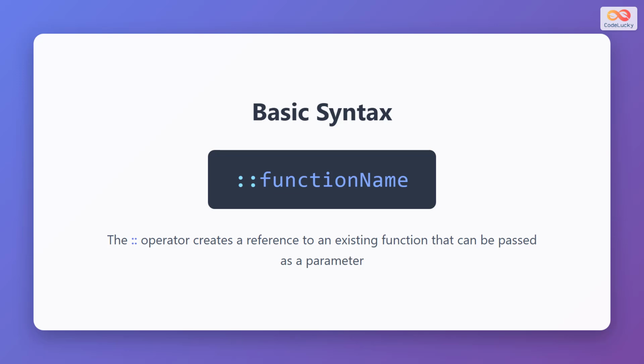The syntax for function references is straightforward. You write two colons, followed by the function name. The double colon operator creates a reference to an existing function that can be passed as a parameter to other functions. Think of it as pointing to a function rather than calling it.